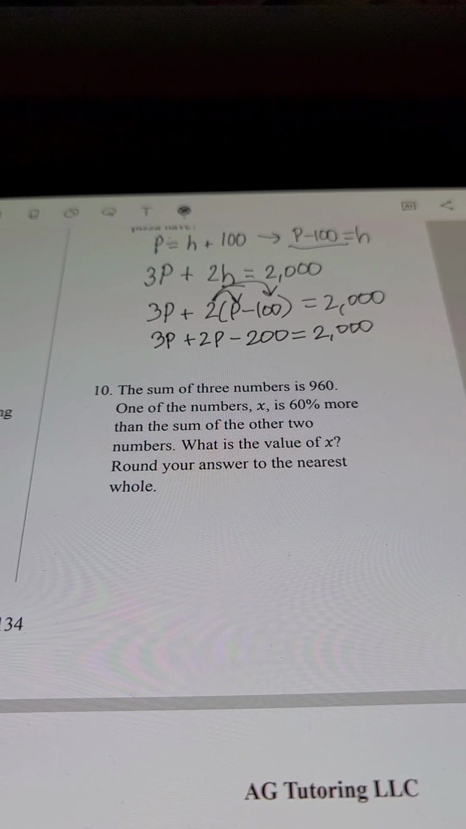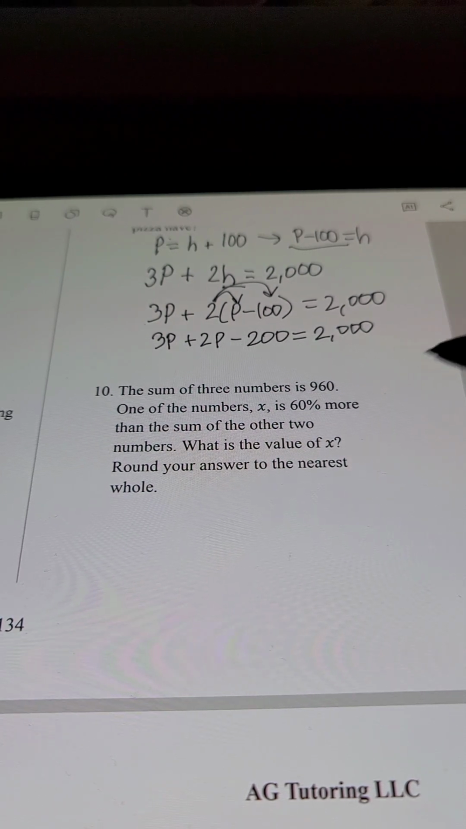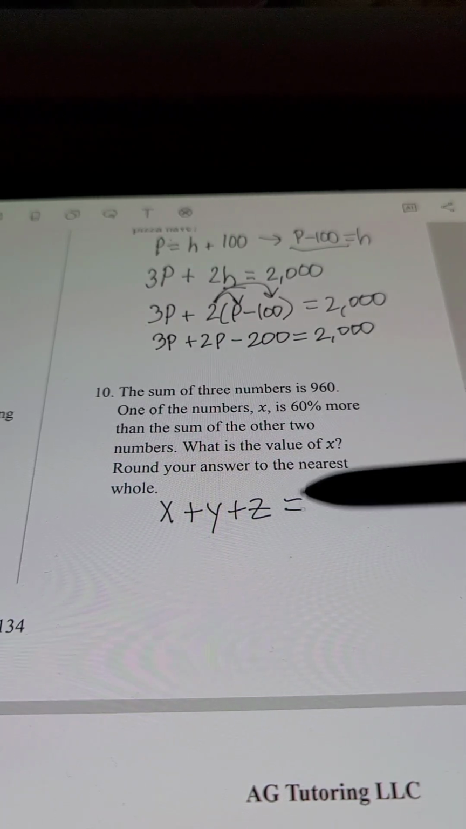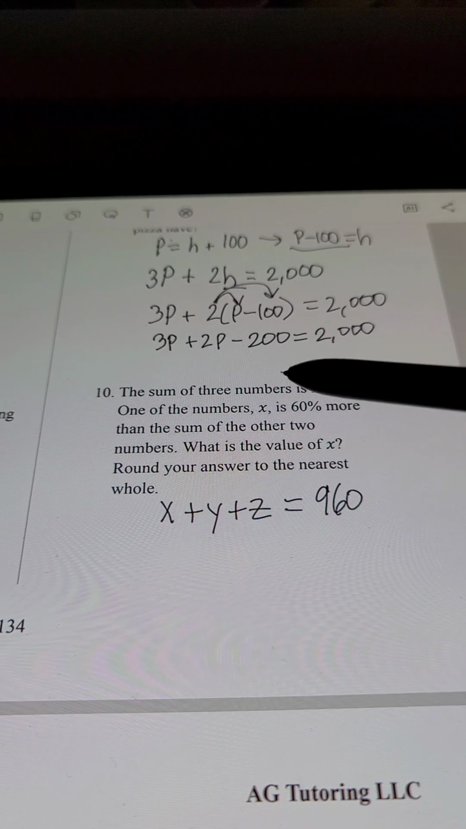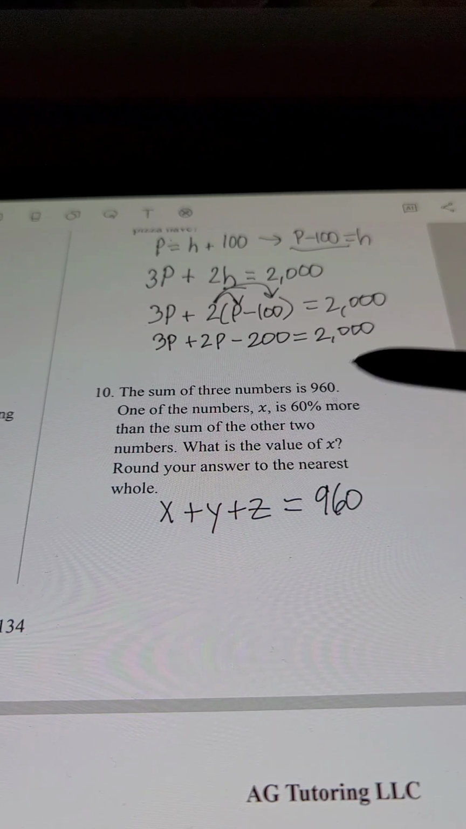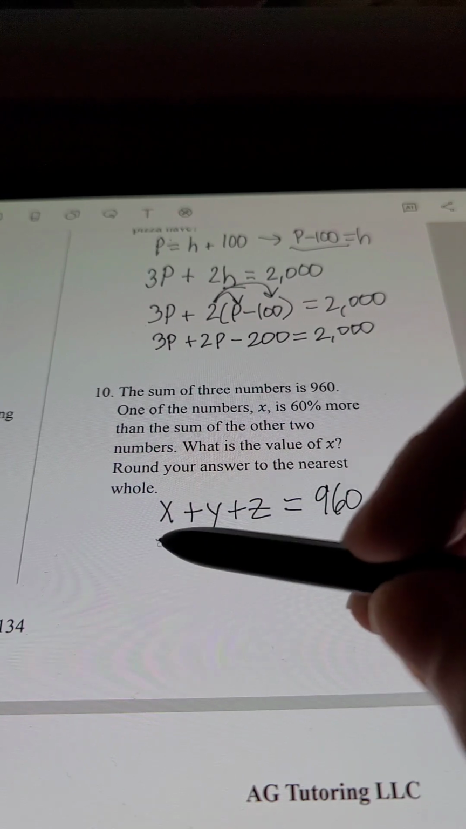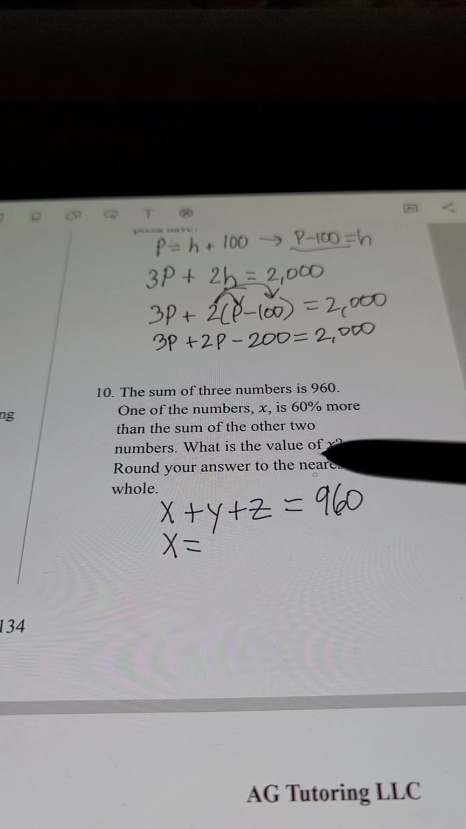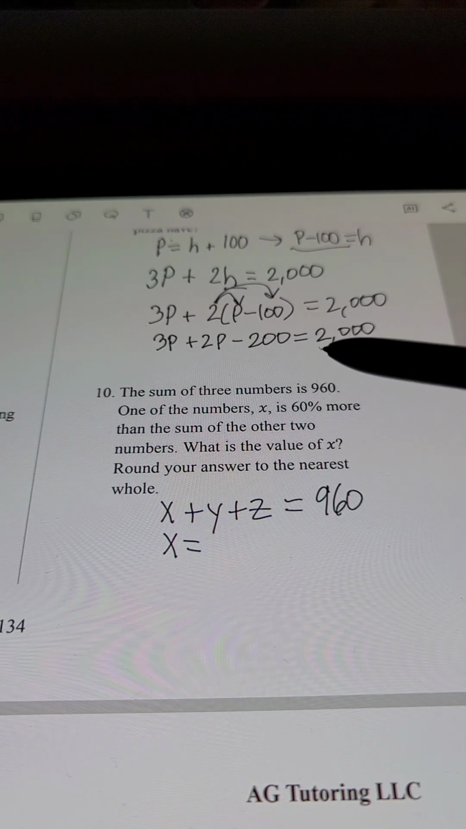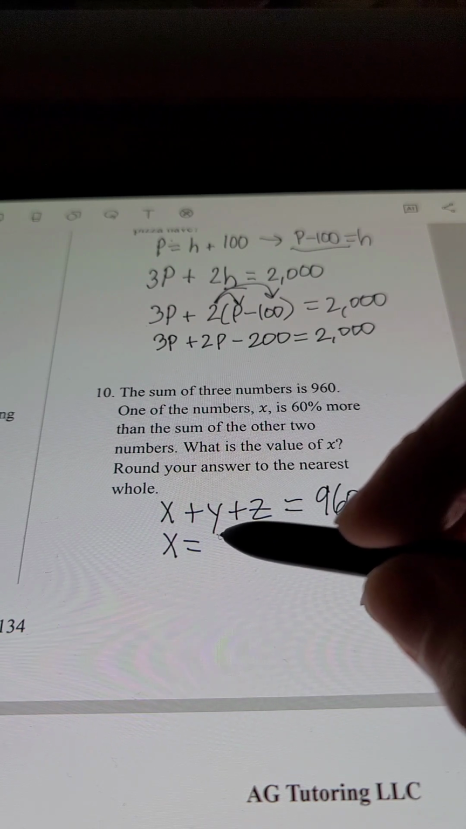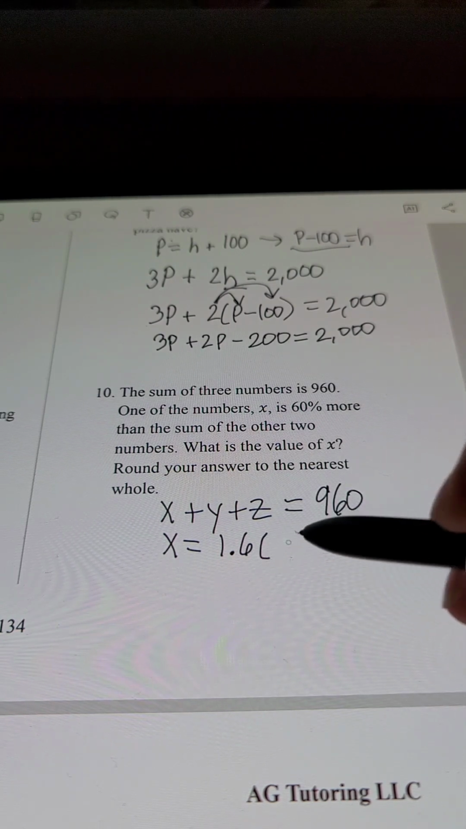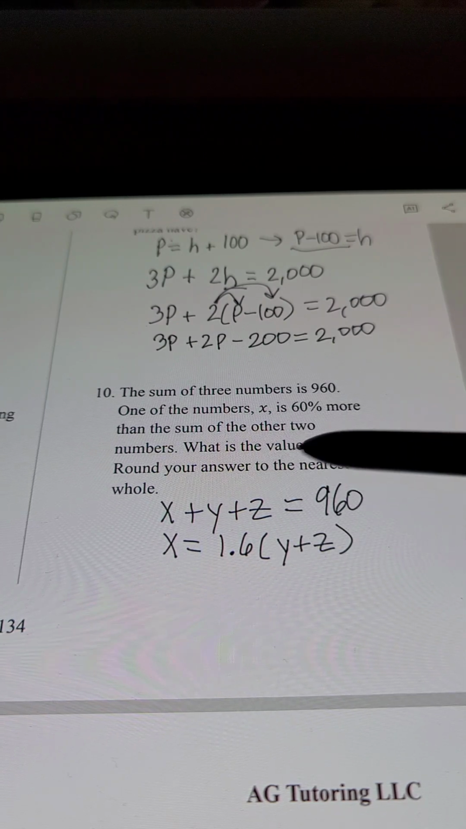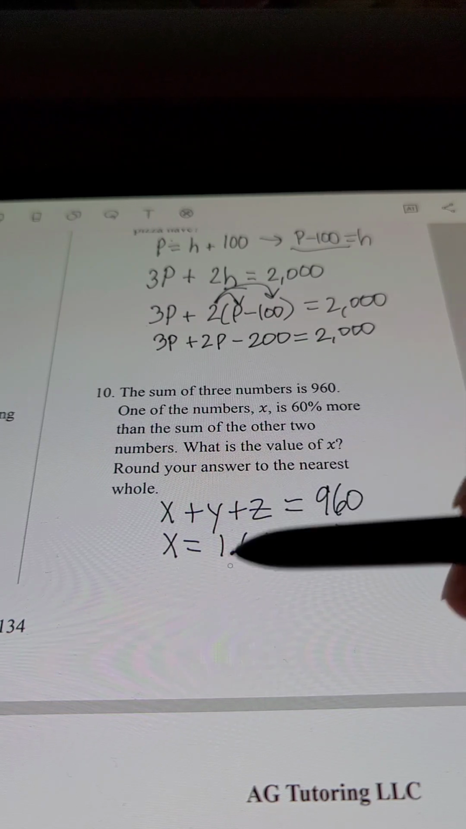So now pause to read number 10 if you haven't already. So let's call these 3 numbers x, y, and z. So x plus y plus z, the sum of the 3 numbers, is going to be 960. And one of the numbers, x, is going to be 60% more than the sum of the other 2. So x is equal to, and then it's going to be 60% more. So we're talking about 160% of the sum of the other 2. So 1.6 times y plus z. Because 160% as a decimal, you just move it 2 to the left and get 1.6.